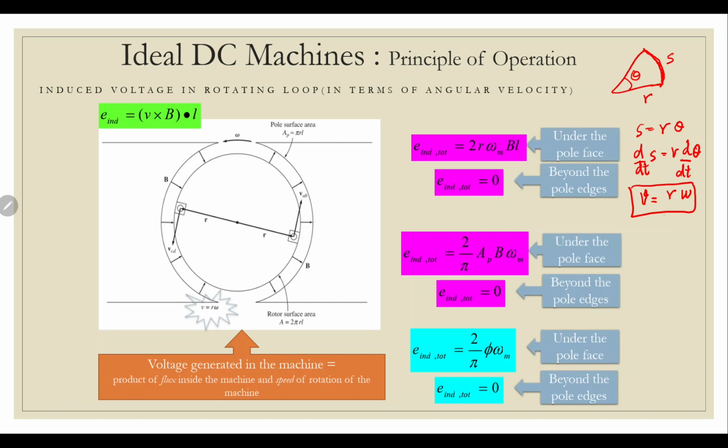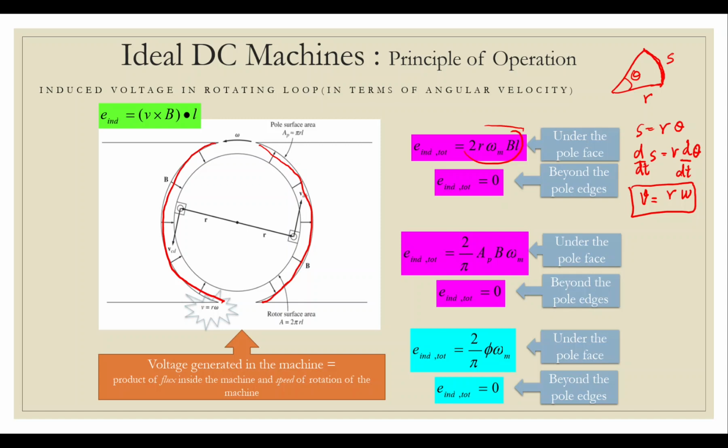Now if we replace V with R omega, you will have a new equation. Okay, so we know that under the pole faces, this is the pole face, this is the pole face, if the coil is under the pole faces, the induced voltage is 2R omega BL. Alright.